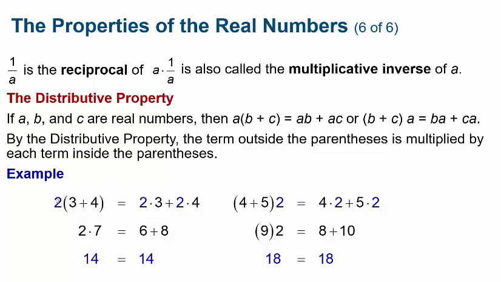So for example here, you'd go 2 times 3 plus 2 times 4. And then you would just simplify here, okay? And we're going to see you're going to get the same thing. 2 times 3 is 6, 2 times 4 is 8, 6 plus 8 is 14. If you didn't distribute, 3 plus 4 is 7, 2 times 7 gets you 14. Same thing. You'll notice it works the other way as well. 4 plus 5 is 9, 9 times 2 is 18. But if you distribute the 2 to everything, 4 times 2 plus 5 times 2, 4 times 2 is 8, 5 times 2 is 10, 8 plus 10 is 18. You get the same thing. So this distribution works.